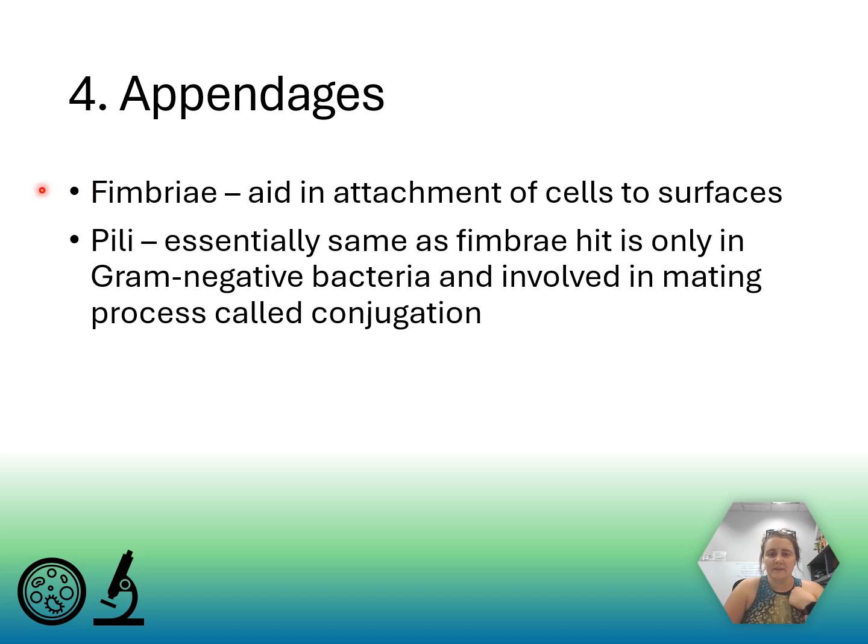Fimbriae, as we mentioned, aid in the attachment of cells to surfaces. Pili are essentially the same as fimbriae, but only found in gram-negative bacteria, and they're involved in that mating process through conjugation. We'll talk about conjugation later in these slides.